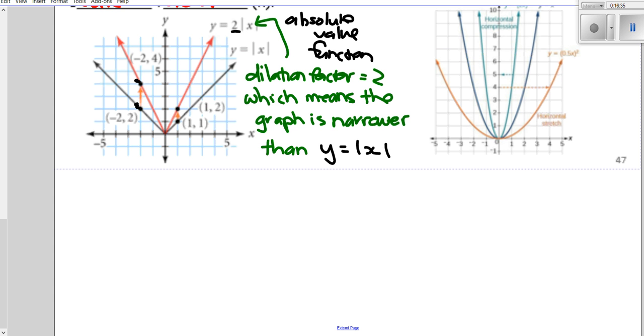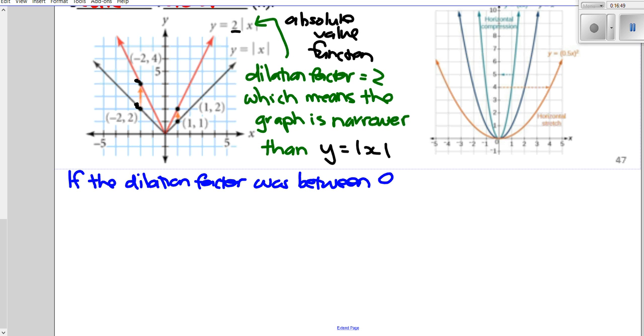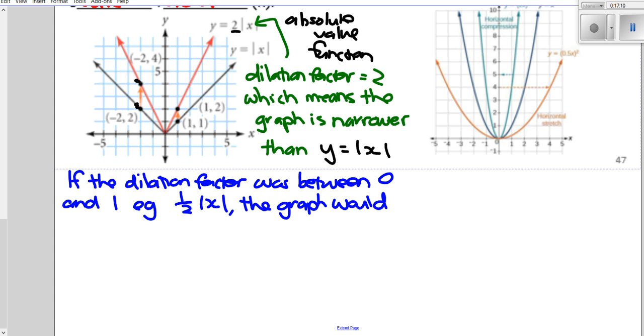So the dilation factor equals 2, which means the graph is narrower than mod x. Make a note: if the dilation factor was between 0 and 1, for example a half mod x, or a third or something like that, the graph would be wider, because all its y values are half of what they used to be. You don't need to write all this if you don't want. Whatever makes sense to you.